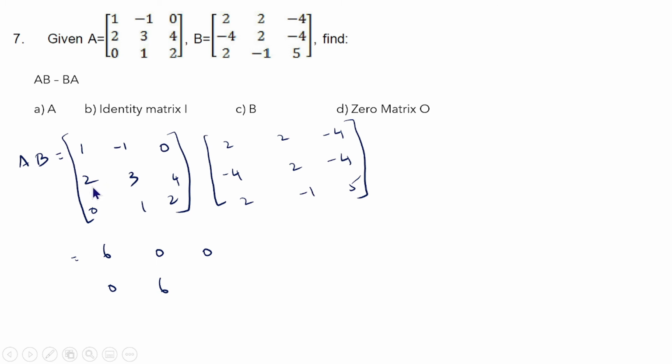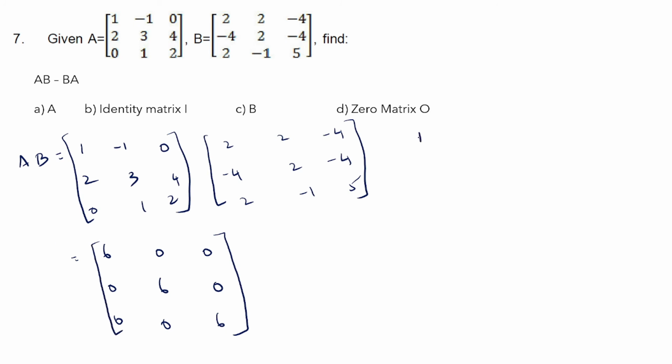Then here 2 into minus 4, minus 8, minus 12, minus 20, then here we have, it is minus 20 plus 20, so again 0. Then here 0 minus 4 plus 4, so again 0. Then here 0 plus 2 minus 2, so again 0. Then here 0, then minus 4, here plus 10, so minus 4 plus 10 is 6. So AB is this matrix.